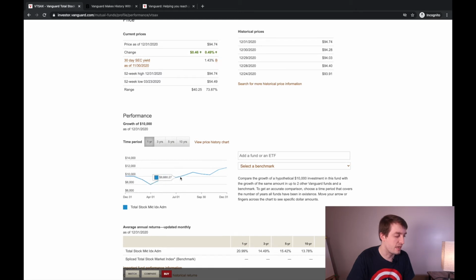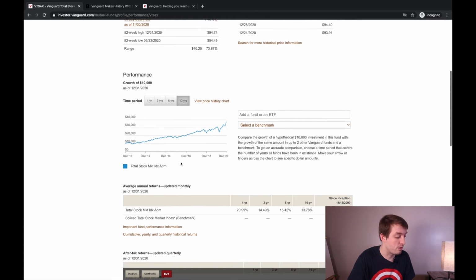Basically, if you had put 10K in there, what it would have looked like over the last year, right? So you'd be up about $2,000 over the last year, and then they show you 3, same here, and 5, and then over the last 10 years, you can see, hey, if you put 10K in there, you'd be looking at about $36,000. Not a bad day at all, right?